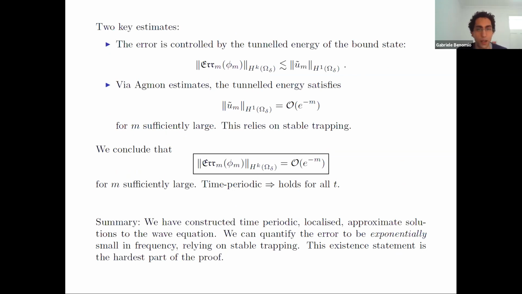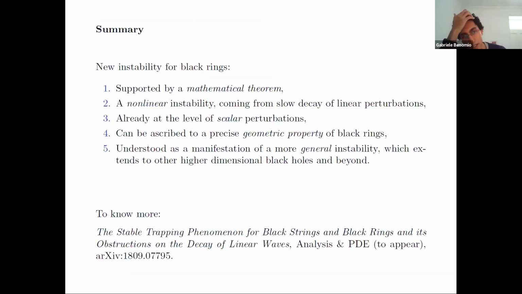Okay, so I think I'm running out of time. So let me maybe summarize what I said. So this new instability for black rings that I discussed is, for the first time in the context of black ring instability, supported by a mathematical theorem. It is a nonlinear instability coming from slow decay of linear perturbations, and it already arises at the level of scalar perturbations. It can be ascribed to a precise geometric property of black rings, namely the existence of stably trapped null geodesics, and understood as a manifestation of more general instabilities, which extend to other, possibly higher dimensional, black holes and more general space-times.